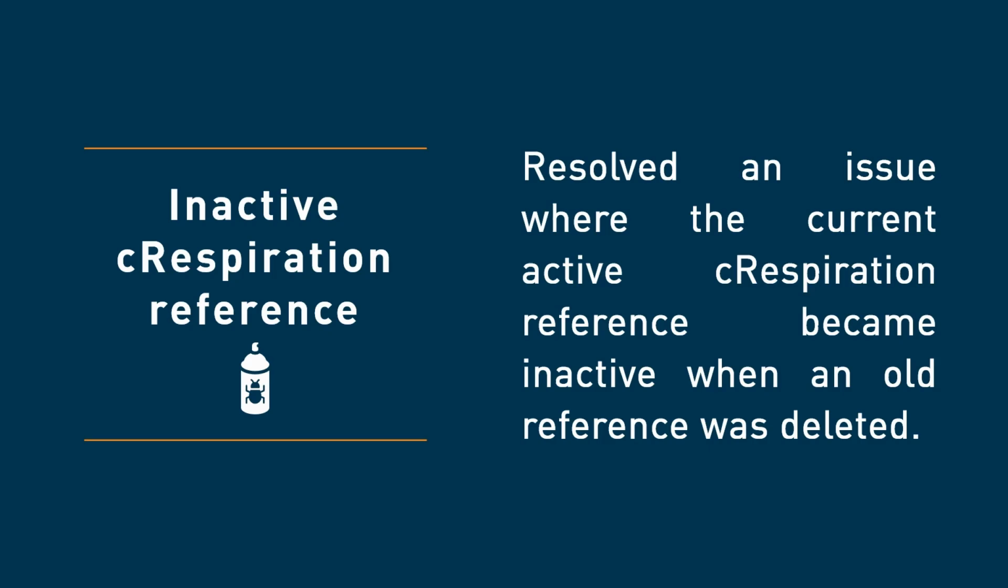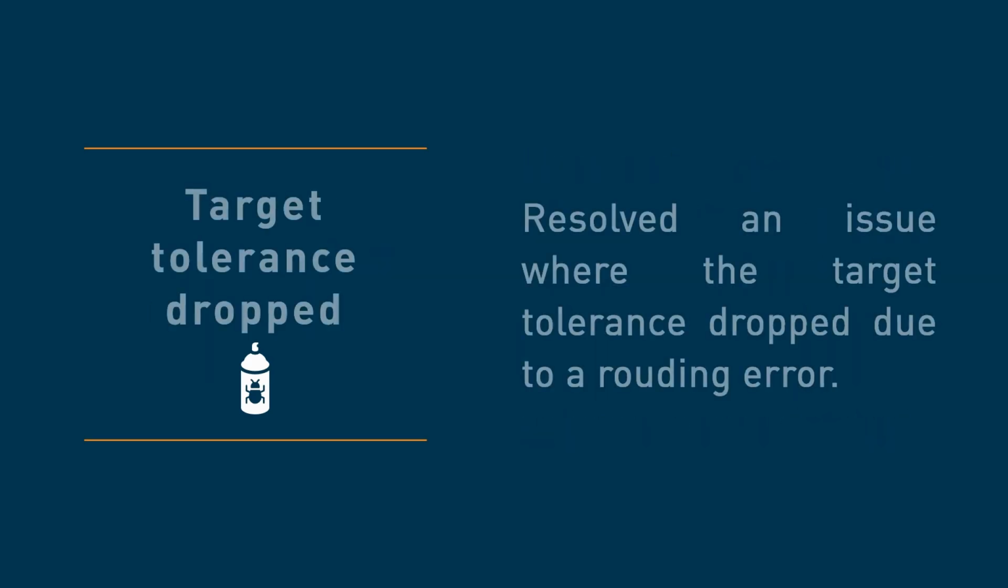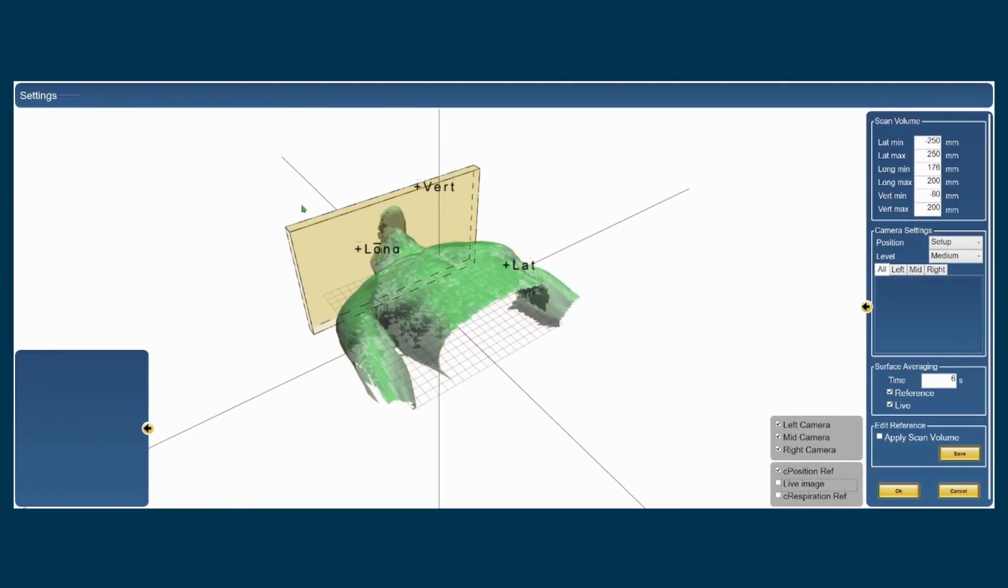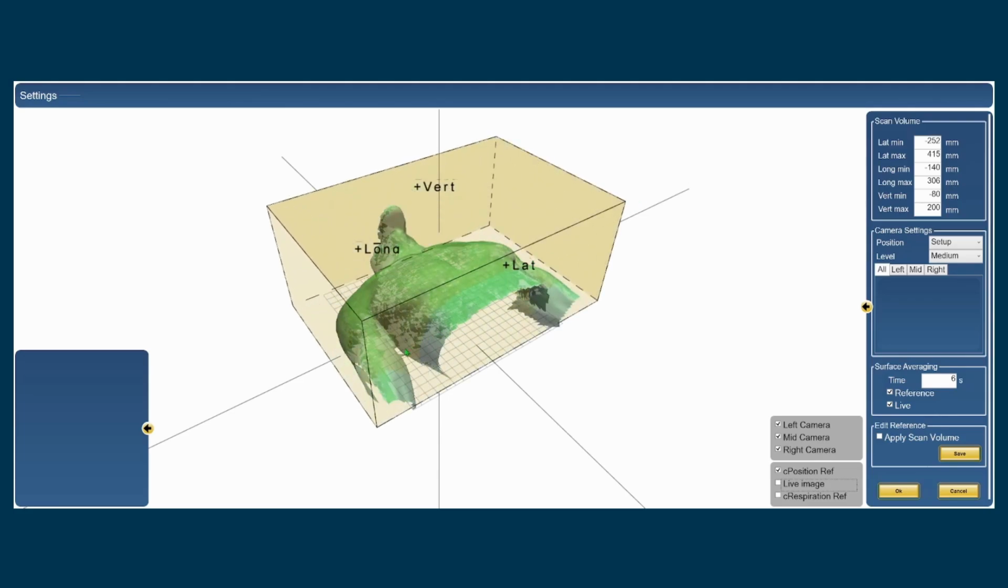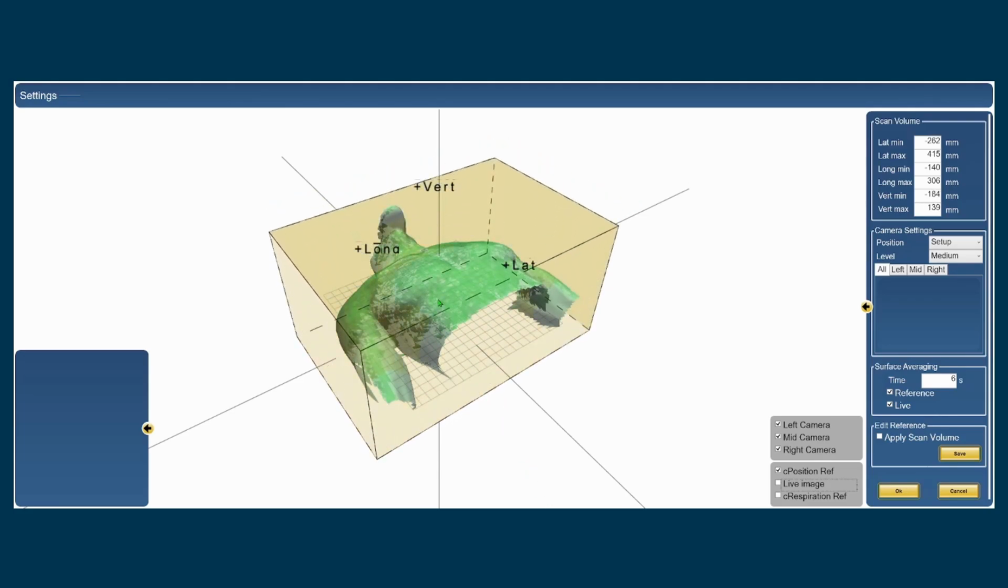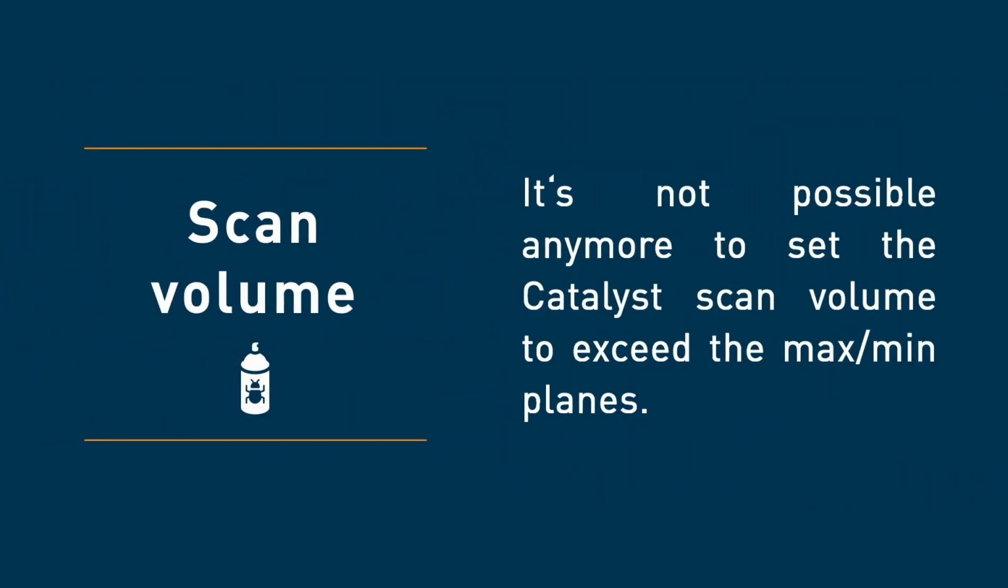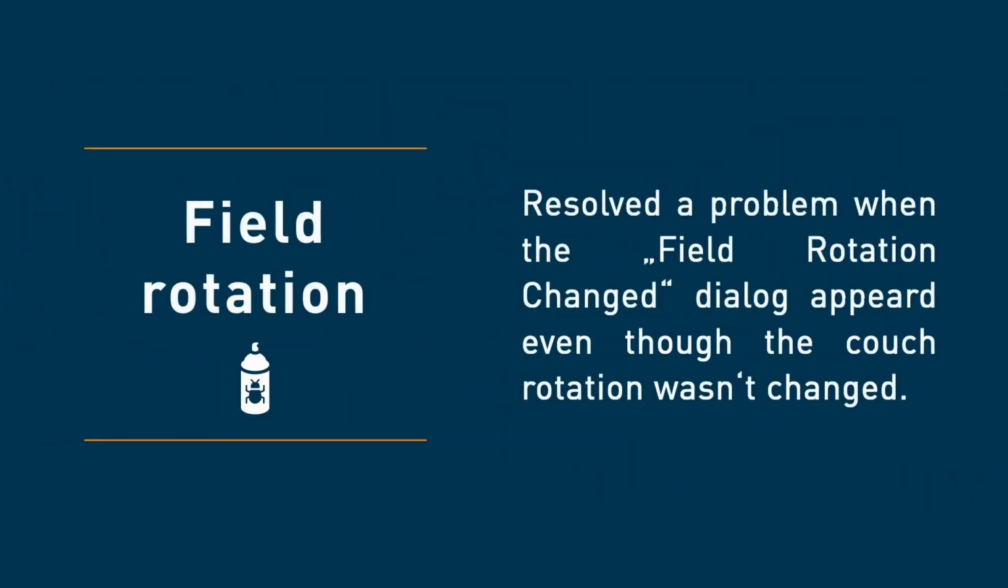Secondly, we resolved an issue where the target tolerance dropped by 1 mm due to an incorrect rounding error. Third, in earlier versions of c4D, it was possible to set the scan volume box so that the maximum plane could be moved over the minimum plane and vice versa, which resulted in a wrong scan volume setup. When you now move the planes, the opposite plane will move with it accordingly. And finally, sometimes the field rotation change dialog appeared even though the same rotation for couch was selected, and yeah, this was also cleared.